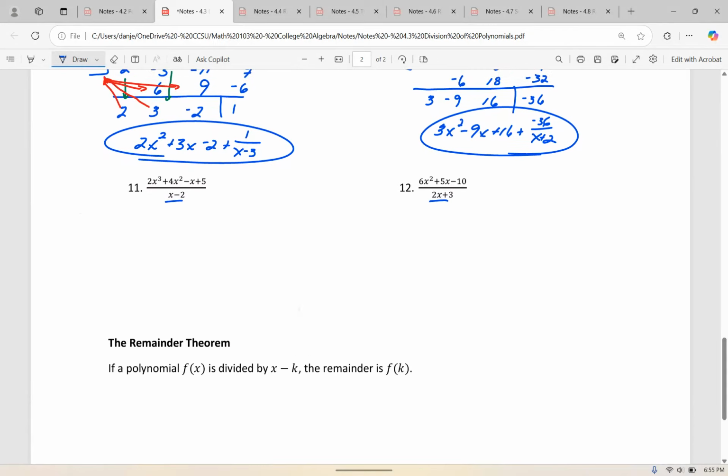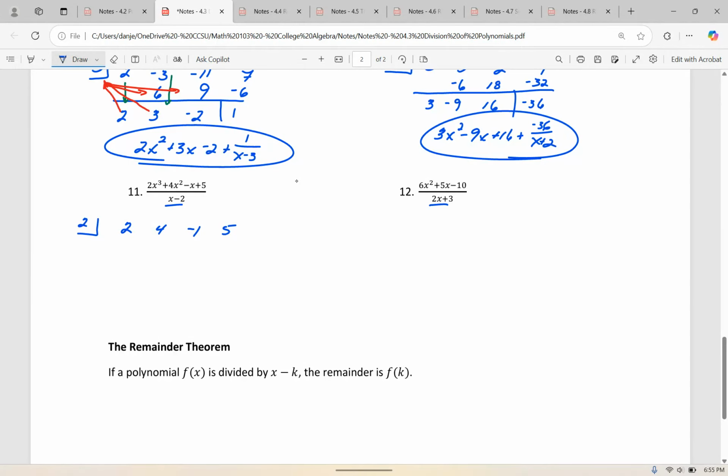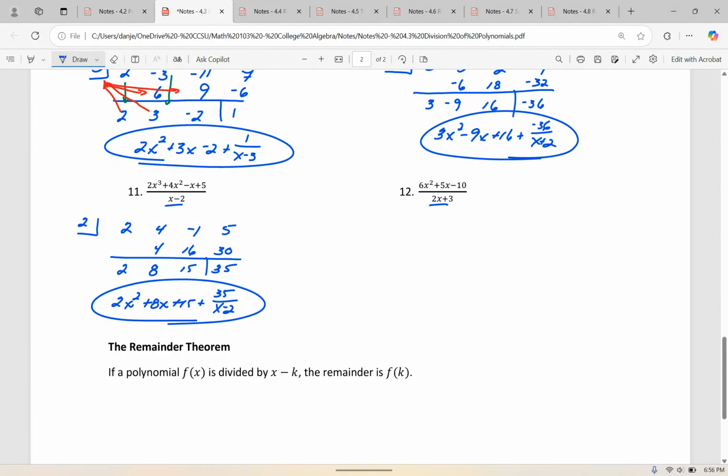2, 4, negative 1, and 5 are my coefficients. We're dividing by x minus 2, so 2 goes in the box. Bring down the 2. 2 times 2 is 4. 4 plus 4 is 8. 8 times the 2 is 16. 16 minus 1 is 15. 15 times the 2 is 30. Adding the 5 and the 30 is 35. 2x squared plus 8x plus 15 plus 35 is my remainder over x minus 2. Process goes more quickly.